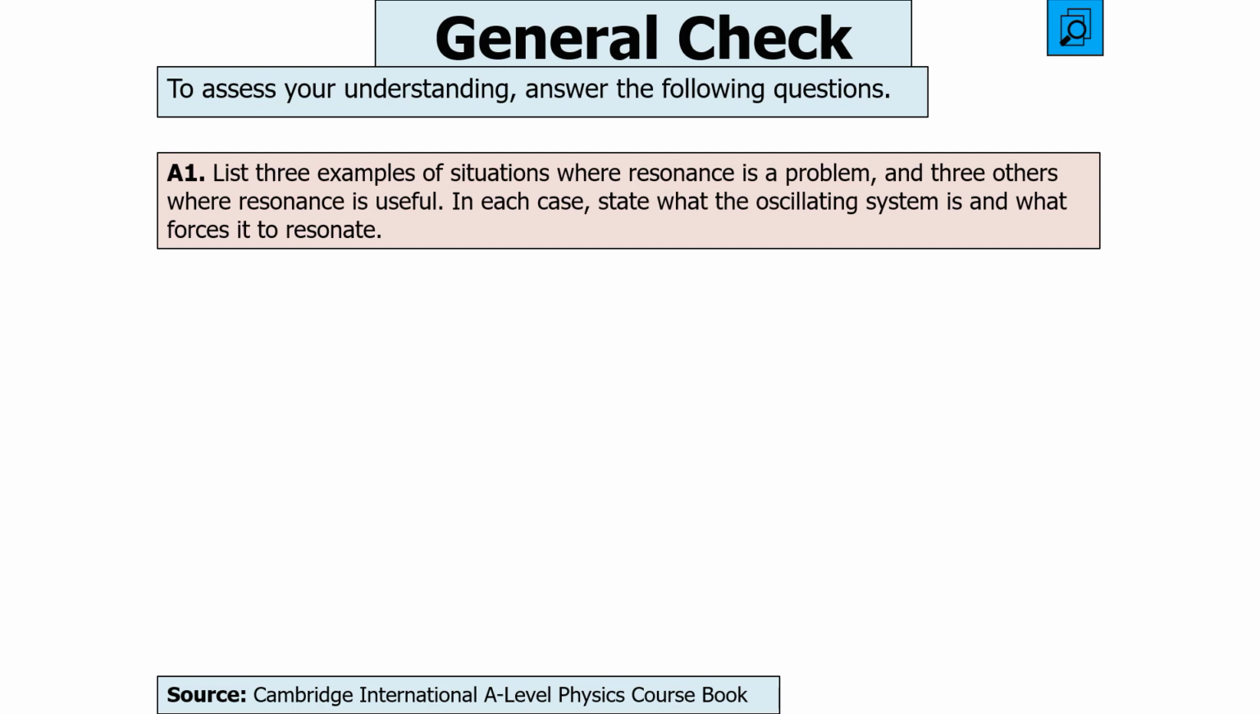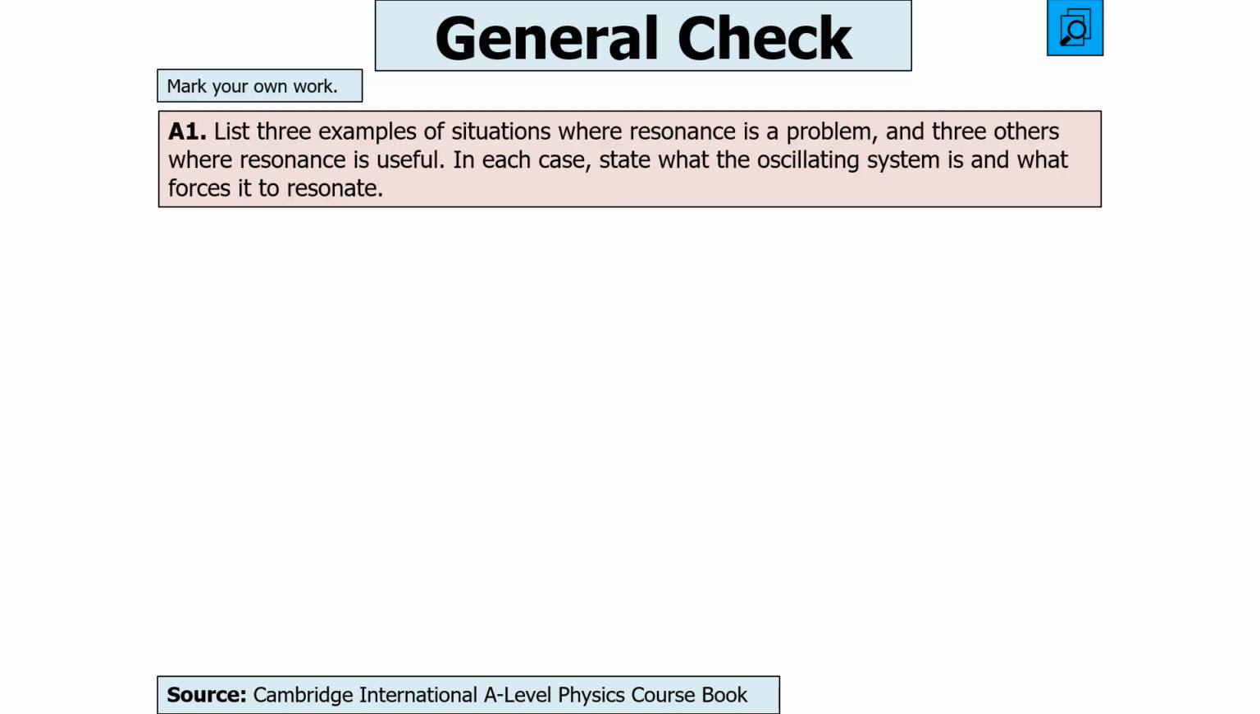The next question says, list 3 examples of situations where resonance is a problem and 3 other ones where resonance is useful. In each case, state what the oscillating system is and what forces it to resonate. So pause the video now, then unpause the video when you want to go through your answer.